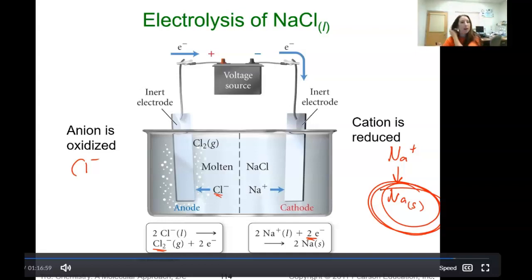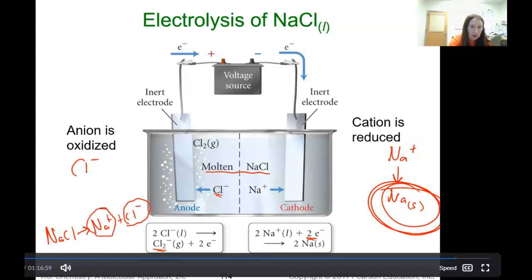If you saw this in intro chem, how do we get the sodium solid? We get it in this exact method right here. In this case, our electrolyte is just molten NaCl, and molten NaCl comes apart into Na+ and Cl-. These are just flying around in the solution, right? You just have Na+ and Cl-, and then you have an inert electrode. Usually this is graphite.